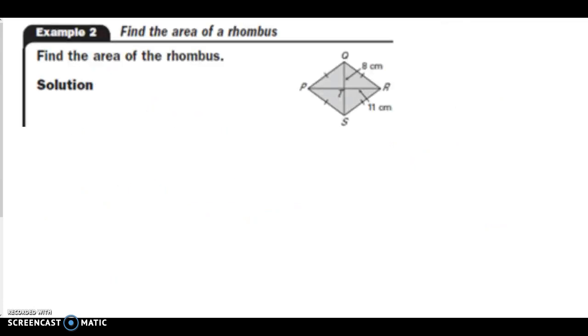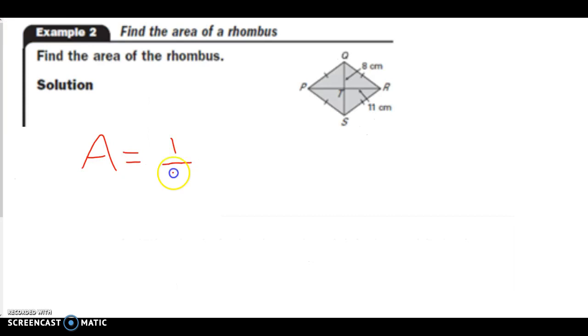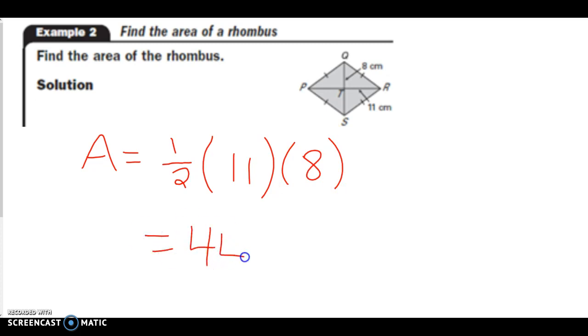What was our area of the kite or rhombus? Go back. So 1/2 times one diagonal times the other diagonal. So 1/2 times our first diagonal, 11. What's our second diagonal? 8. And you get 44 what? Centimeters squared. Why is it squared? Because it's the area.